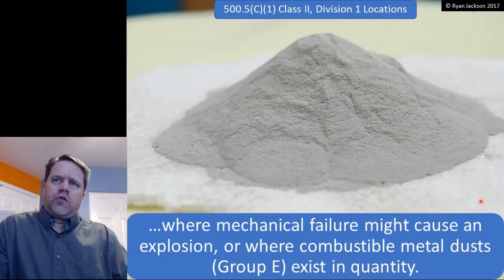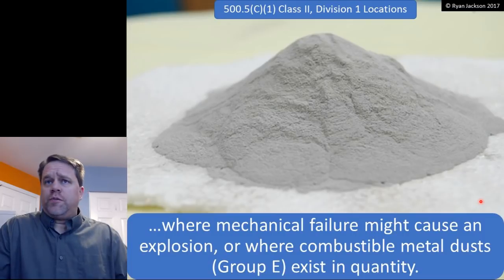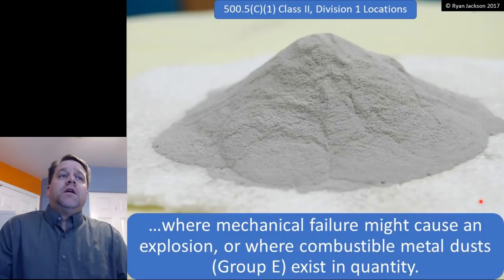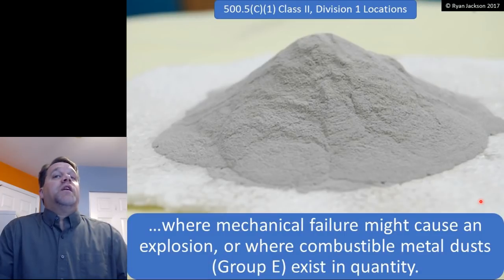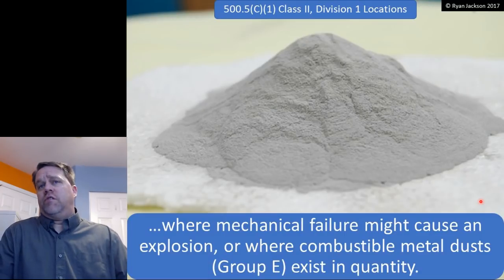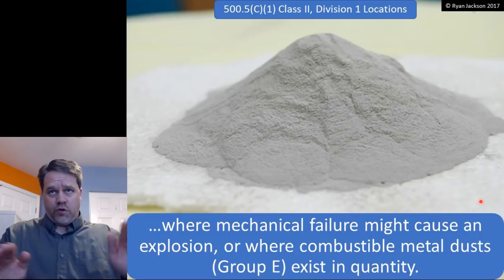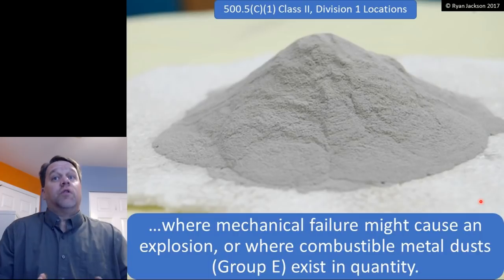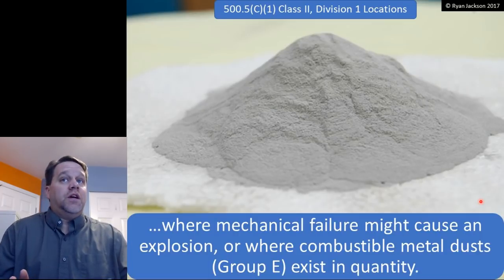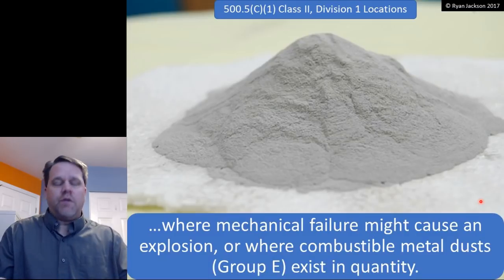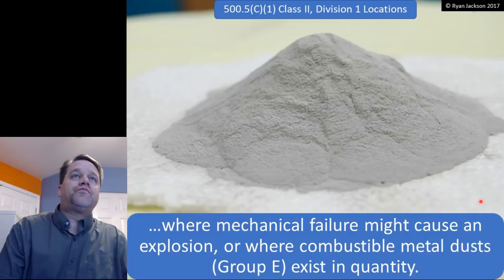We haven't talked about group ratings, but we have Groups E, F, and G when it comes to Class 2 locations. Group E is particularly nasty. Group E is combustible metal dust, so we're talking about zirconium, aluminum, things like that. Combustible dusts are very nasty indeed. If you have combustible metal dust, you're a Class 2 Division 1, period. There is no Class 2 Division 2 location in an area that has combustible metal dust. Right off the bat, it's Class 2 Division 1.